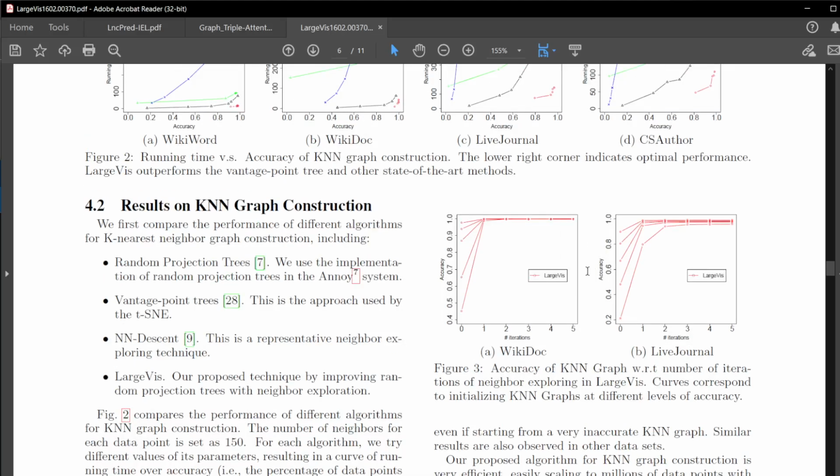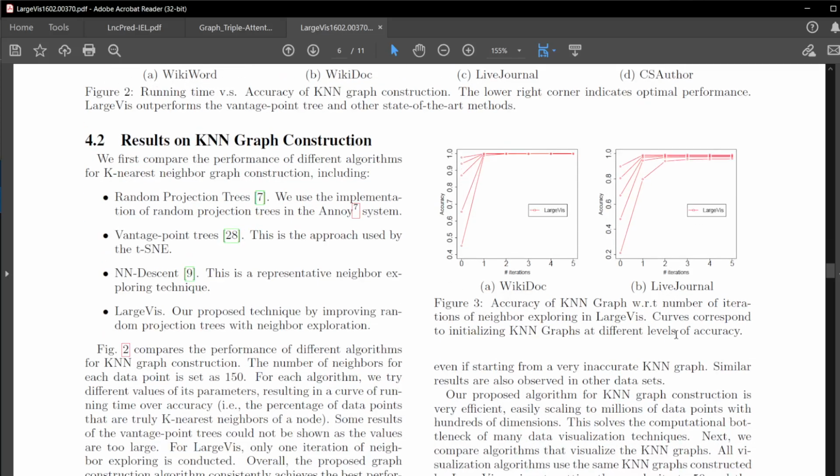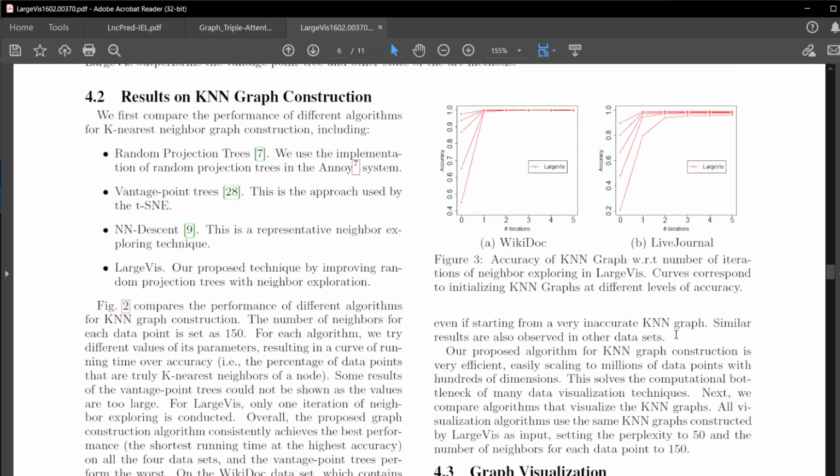Figure 3. Accuracy of KNN graph WRT number of iterations of neighbor exploring in LargeVis. A. Wikidoc. B. LiveJournal.